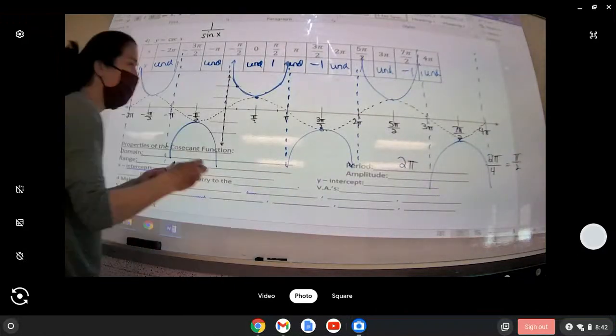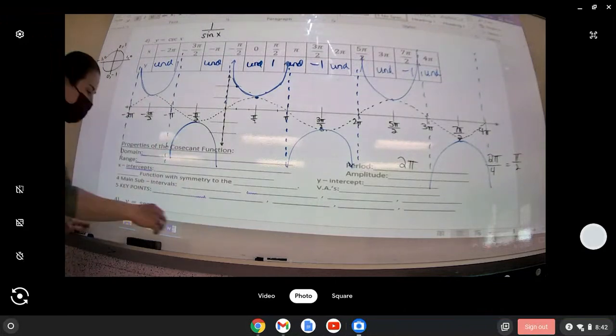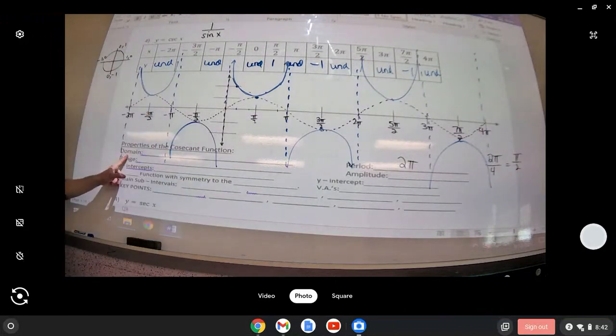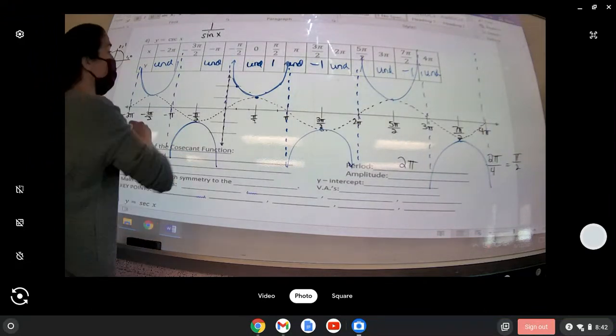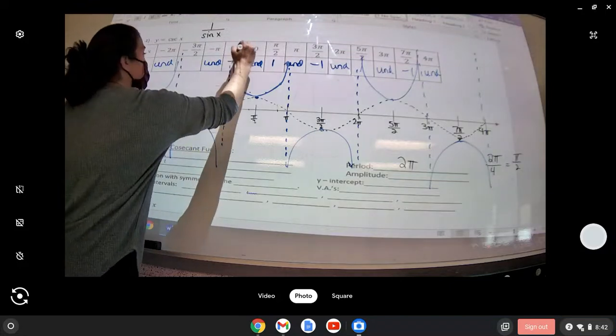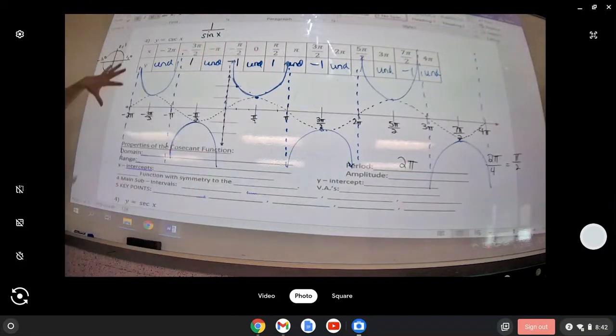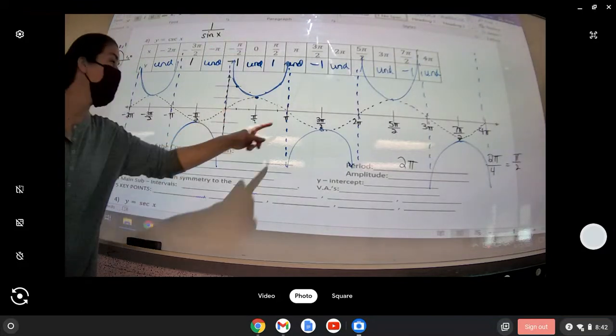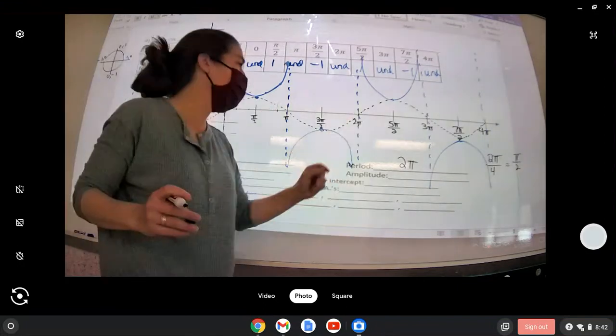Okay, let's fill in our important information. So the domain. Well, guys, what angles are you allowed to plug into the cosecant function? Well, guys, I guess I should put these in too, in case you want to know. All right, the domain. Look at all the asymptotes. You have a lot of x values that you don't want to plug into this function anymore. I don't want to plug in 0. I don't want to plug in pi. I don't want to plug in 2 pi.